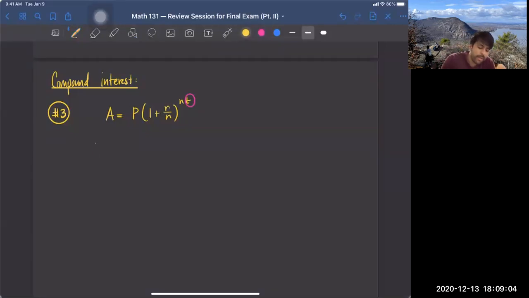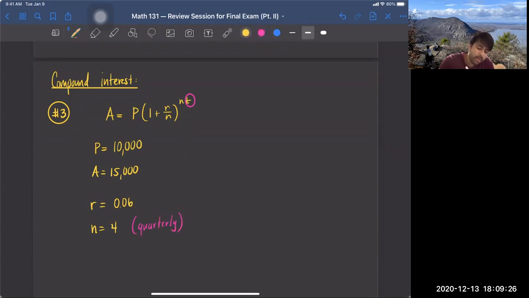So then the principal amount would be 10,000 because that's what we initially start with. The accumulated amount would be 15,000 because that's what we end with. R is 6%, which would be represented as 0.06. N equals 4 because we're talking about a quarterly compounding of the interest.